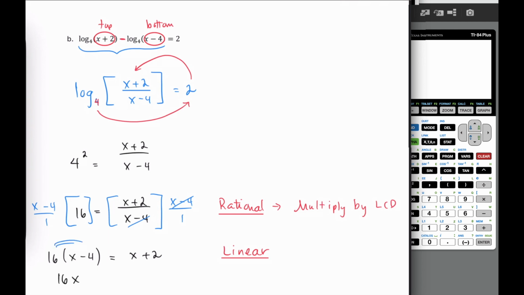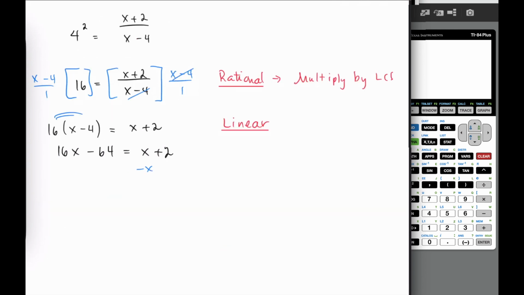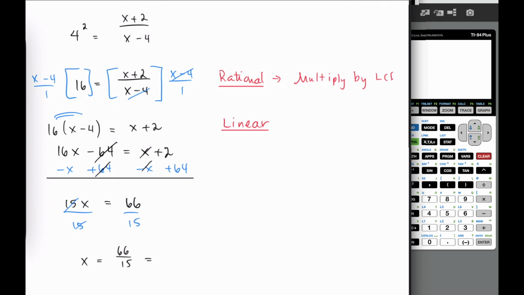So let's distribute the 16 into the parentheses to get 16x minus 64 is equal to x plus 2. We'll get our variable terms to the left and our constant terms to the right. So we have 15x is equal to 66. And then when we divide both sides by 15, we get x is 66 over 15, which reduces by taking out a factor of 3 into 22 over 5.